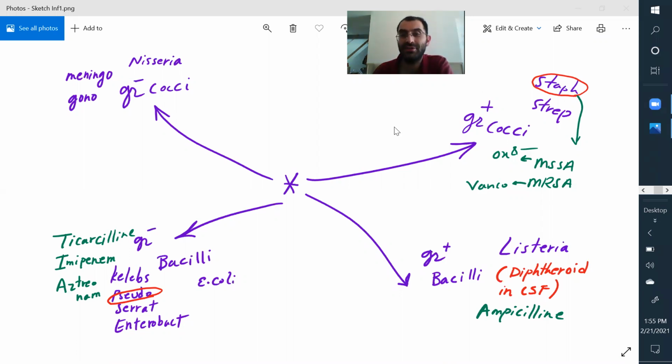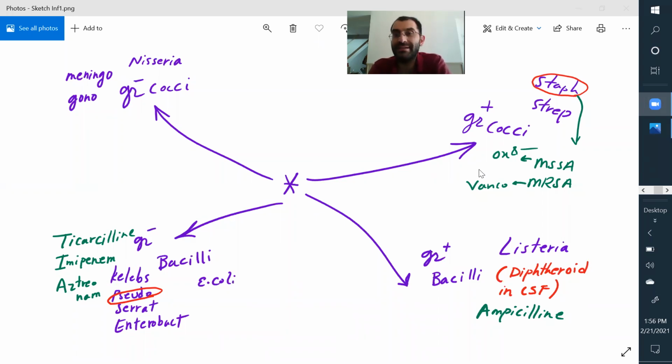So, from now on, whatever antibiotics that we're dealing with, we should check: Is it a gram-positive killer? Is it a gram-negative killer? Is it able to kill anaerobes? Is it a staph killer? Is it a Pseudomonas killer? Okay.